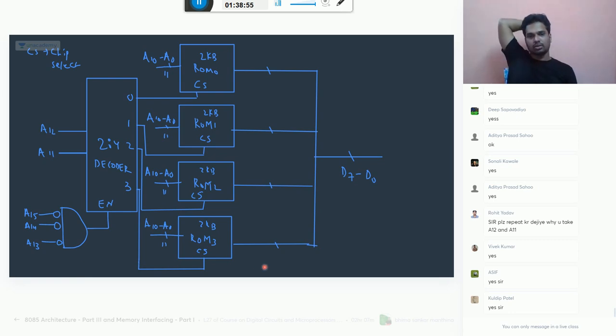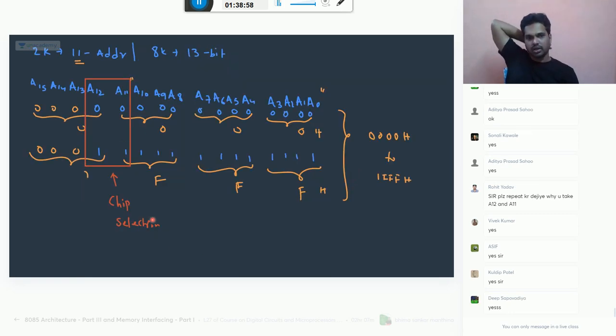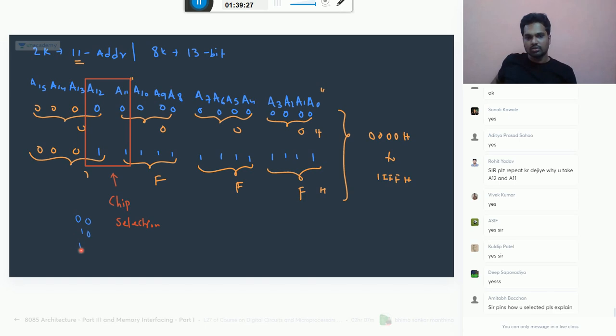Okay, so listen. Your 2 KB chip is having only 11 pins. What are the 11 pins? 0 to 10 only. But 8 KB requires 13 pins, 0 to 12. So 0 to 10 will select within the 2 KB. But you have four 2 KB chips, and out of the 4, you should select one. For that, you need 2 bits, A12 and A11, which can be 00, 01, 10, 11. So to select the first, second, third or fourth chip, you will be using A12 and A11.